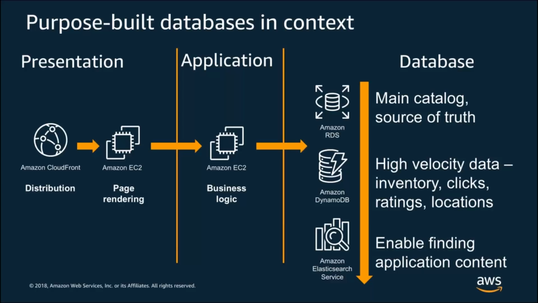We frequently see one of the Amazon RDS databases, either Postgres or MySQL, as being the gold standard source of data. Then we see DynamoDB used commonly, again, for higher velocity data, things like inventory or clicks or ratings or locations. And then all of that data is flowing into Elasticsearch service, where Elasticsearch service is providing the search layer for the end user to get to the data that they want.